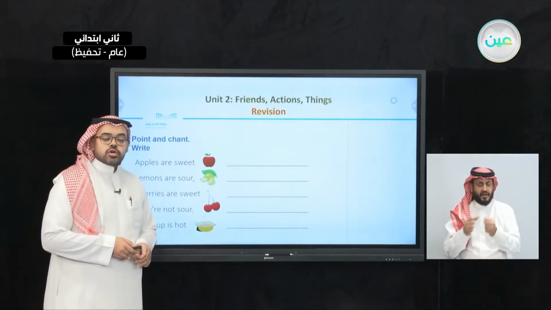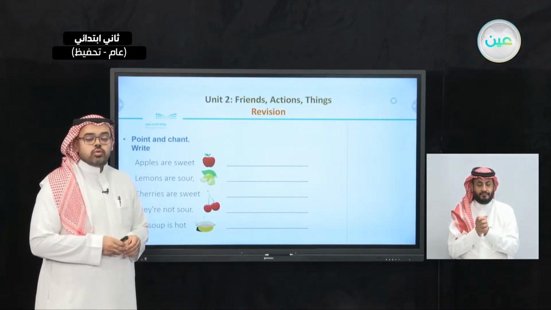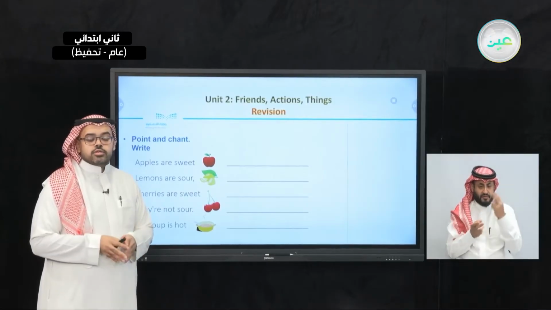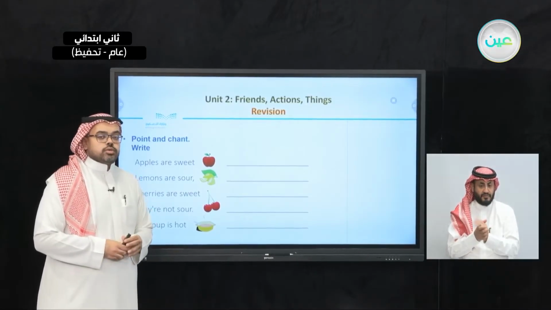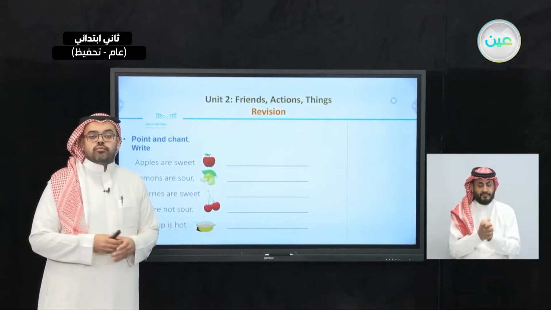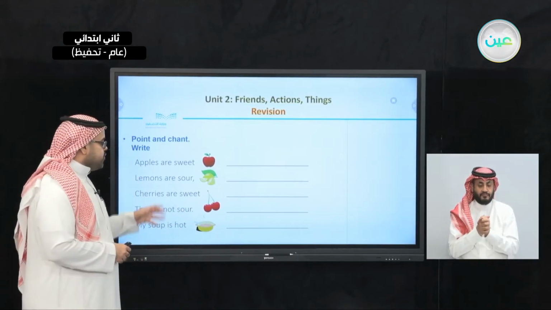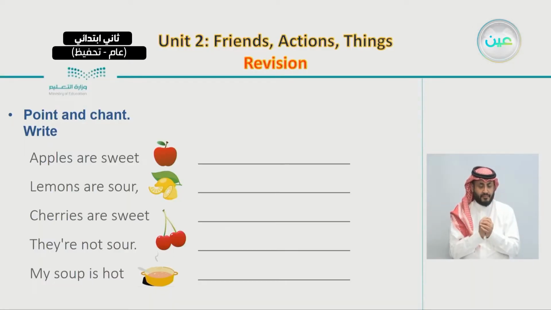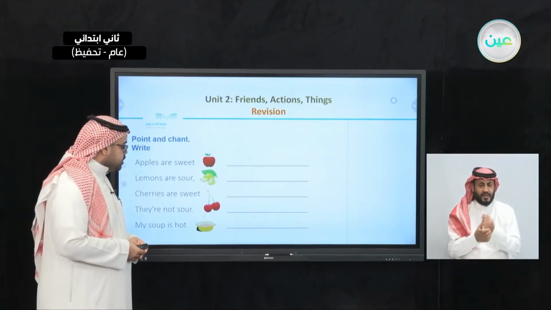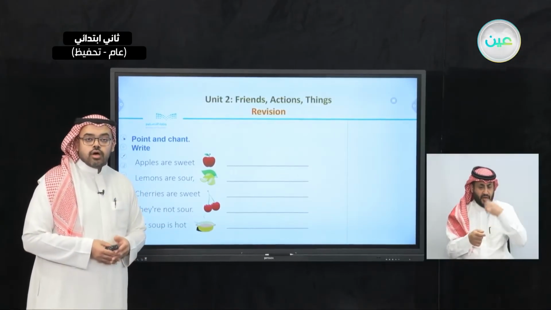Before we begin, let's make a quick revision on our last lesson. Last lesson we had a chant, and this chant was special because it talks about food and the taste of food. So for example, the first part of this chant was about food like apples, lemons, cherries, and soap. And also we talked about the taste of these food. We said apples are sweet, lemons are sour, cherries are sweet, and soap is hot.